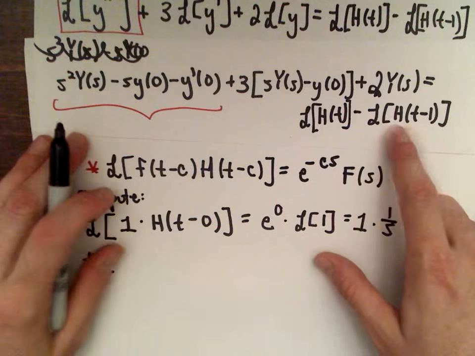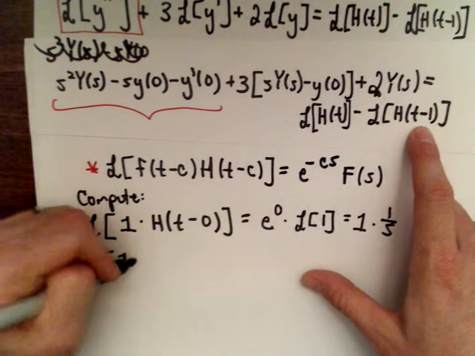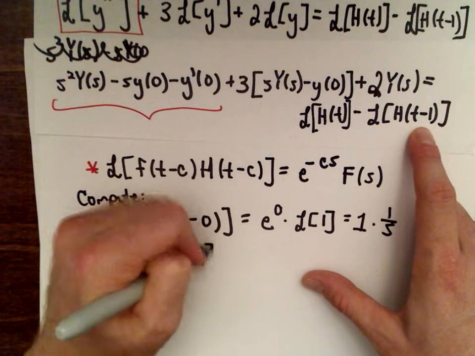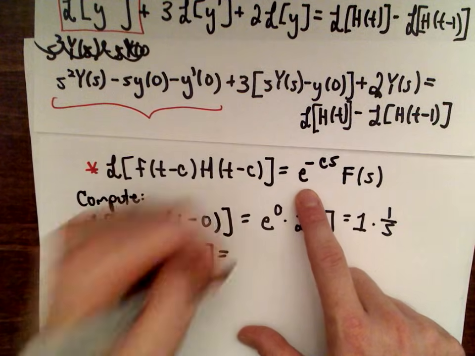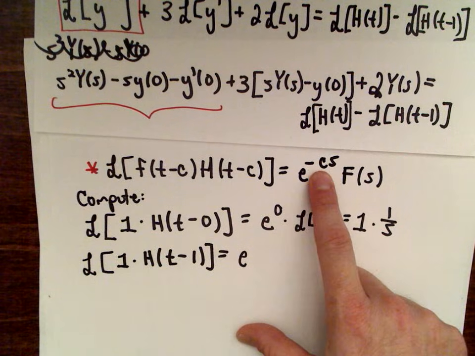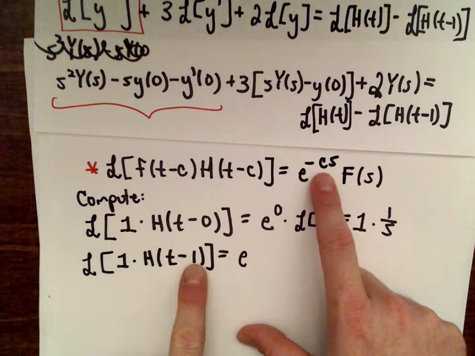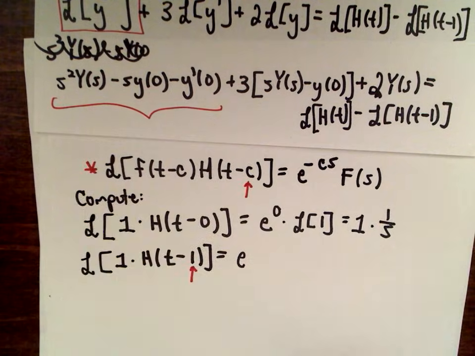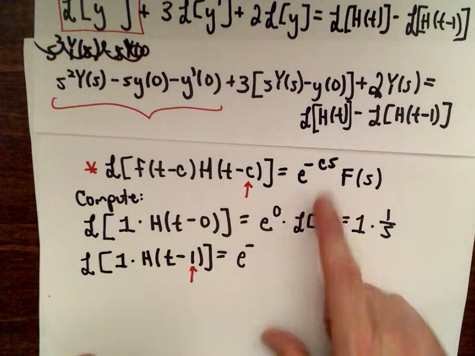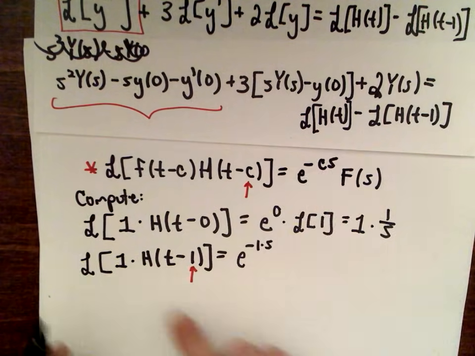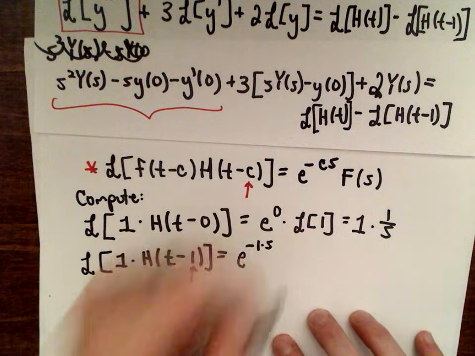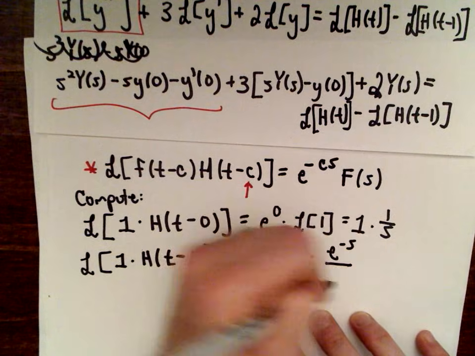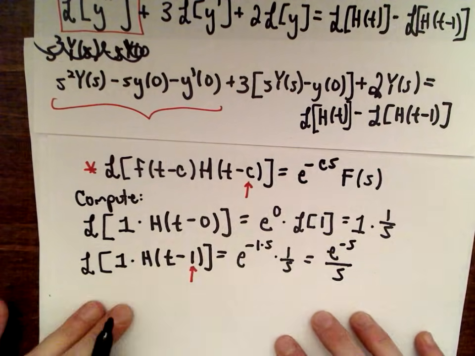If we do the same thing for our other function, again, you could think about the function in front of h of t minus 1 as being 1. So we would have h of t minus 1. The formula says we'll get e raised to the negative power of c multiplied by s. C in this case is equal to 1, so we'll have negative 1 multiplied by s. And again, the Laplace transform of 1 is just 1 over s. So we'll have e raised to the negative s divided by s.